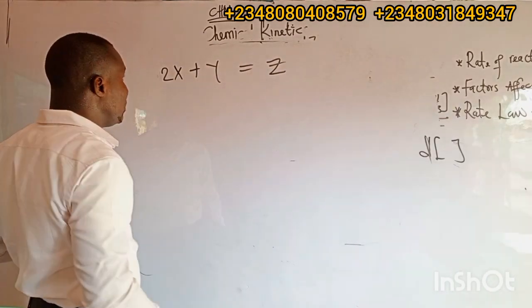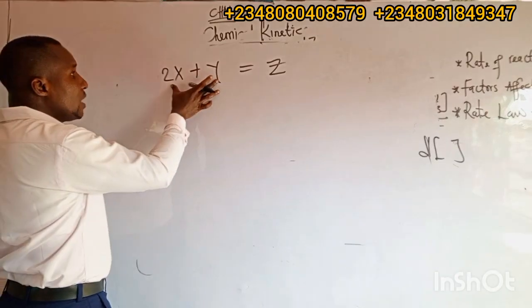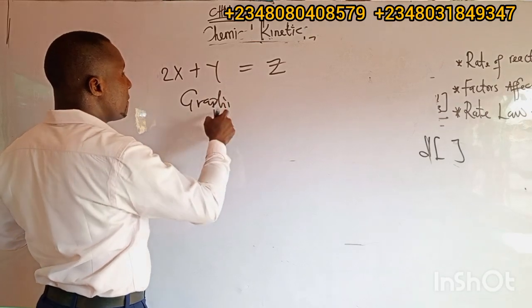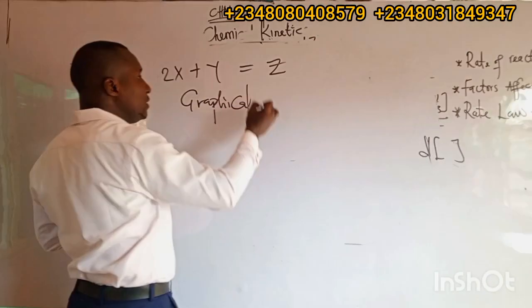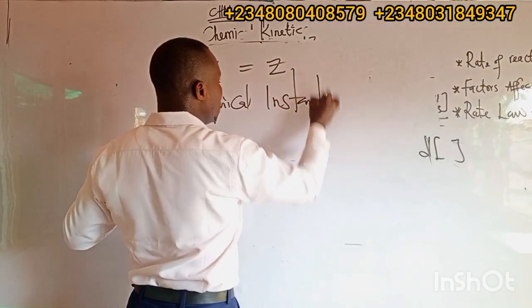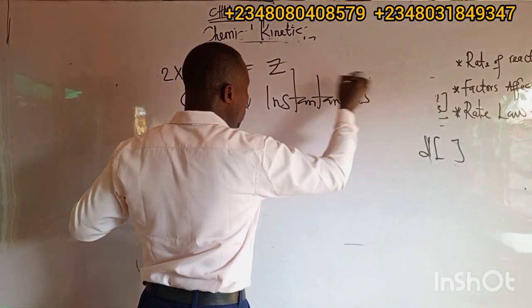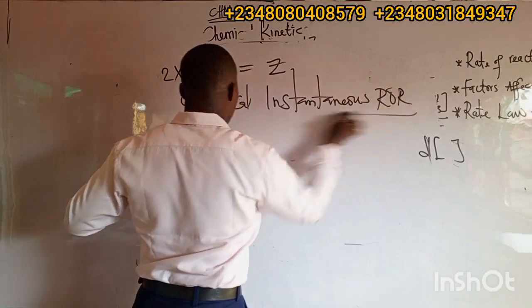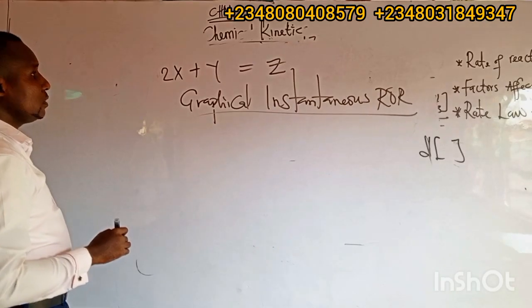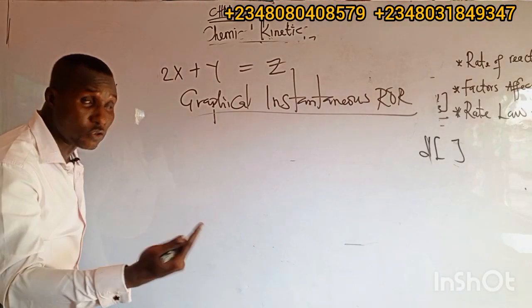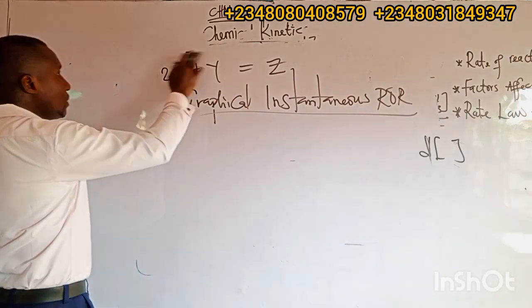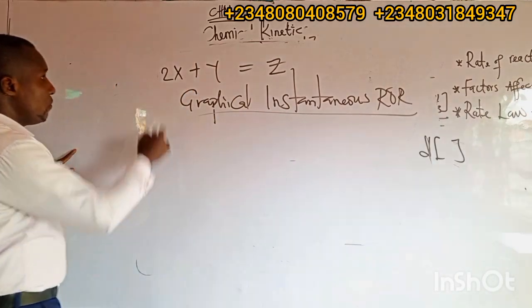X plus Y equals Z. Don't forget the graphical representation of instantaneous rate of reaction. Instantaneous. The reactant is decreasing in what? Concentration. The product is increasing in what? Concentration.